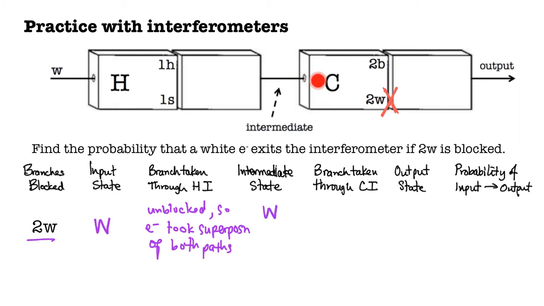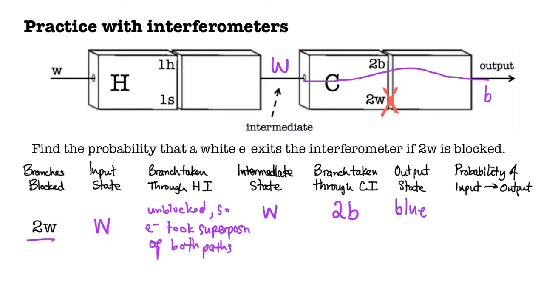Okay, now we come to the color interferometer, but it is a blocked interferometer, or at least it's partially blocked. If branch 2W is blocked, that means the electrons must take 2B. So we know that the electron here must take path 2B to the output. Okay, so that tells us that the output state is blue.